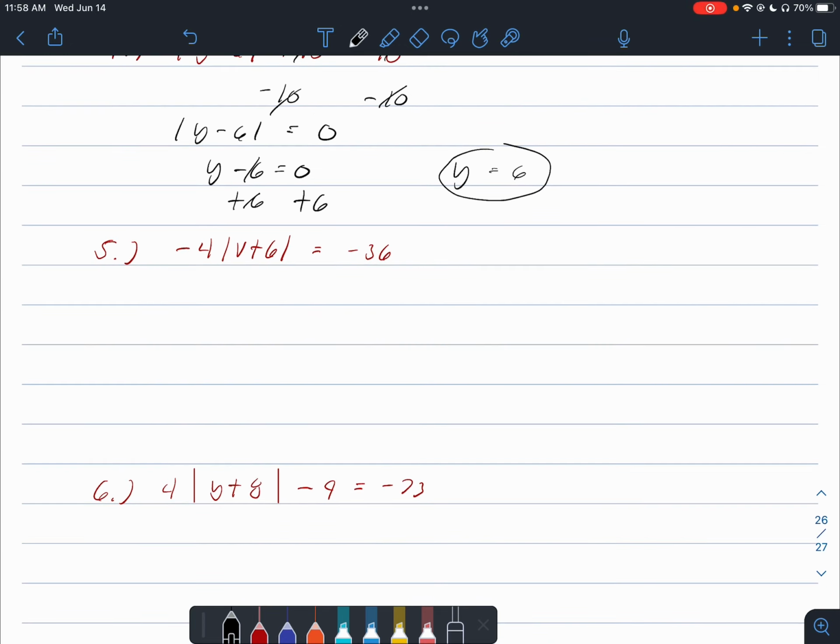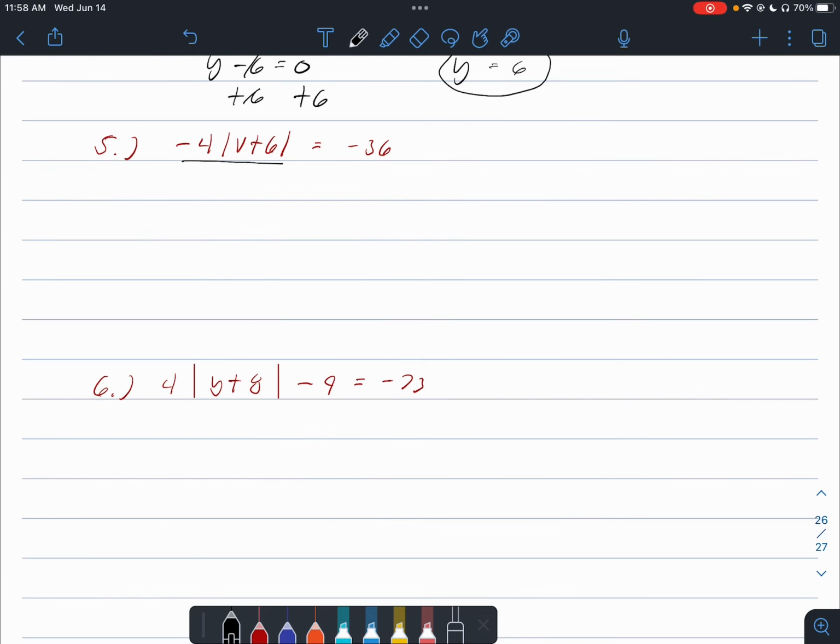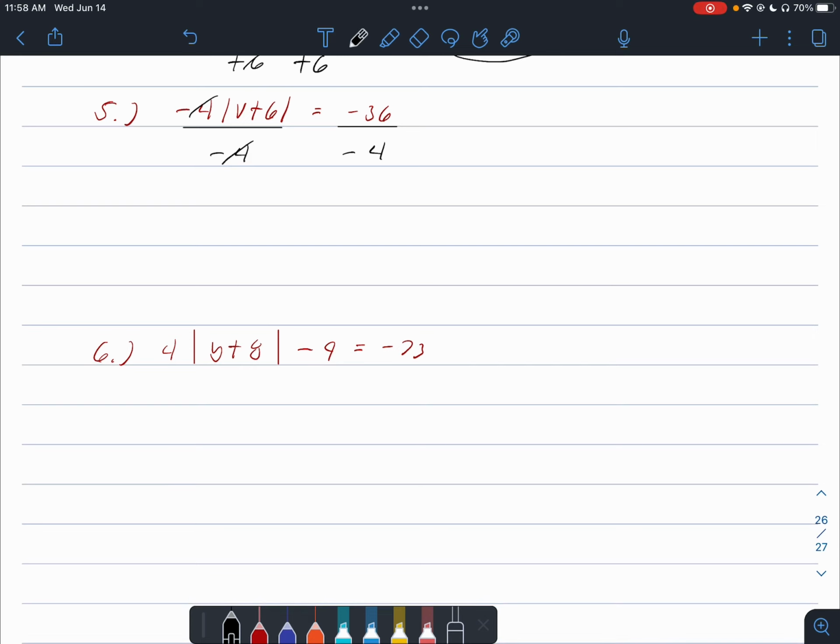Let's look at number 5 here. We have negative 4 times the absolute value of v plus 6 equals negative 36. Now you might be tempted to say there's no way we can make this work, since we have it equal to a negative number. But look, we have the absolute value of v plus 6 times negative 4. What happens if we divide both sides by negative 4? This negative 4 will disappear, and we'll have negative 36 divided by negative 4, so we get the absolute value of v plus 6 is equal to 9. The initial equation is equivalent to this equation, and this one is totally valid.